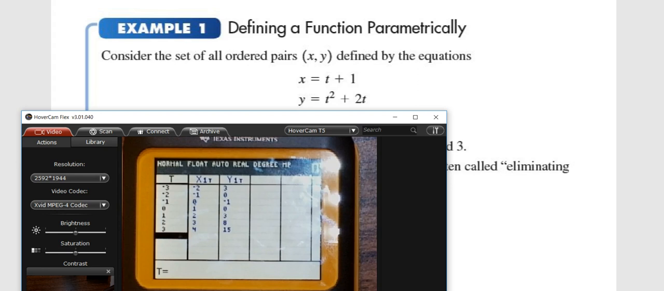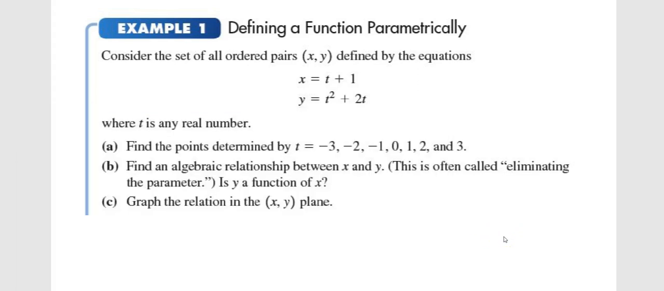Any questions on how we find those coordinates? You're really letting it do the work for you. It does all the heavy lifting. Find an algebraic relationship between x and y. This is often called eliminating the parameter. Okie dokie.